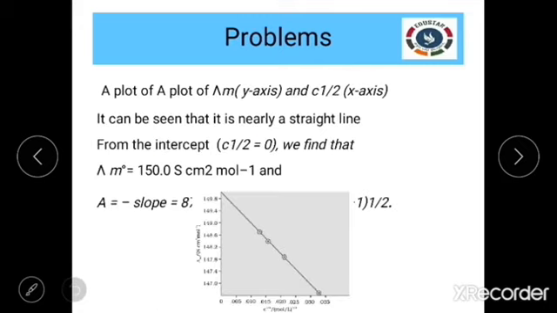Now, just drawing a small graph between the molar conductivity and the square root of C, we get a straight line. The intercept is nothing but the limiting molar conductivity, right? So it is just above 150. So the limiting molar conductivity is 150. By the graph we have found the limiting molar conductivity. This is a simple problem using a graph.